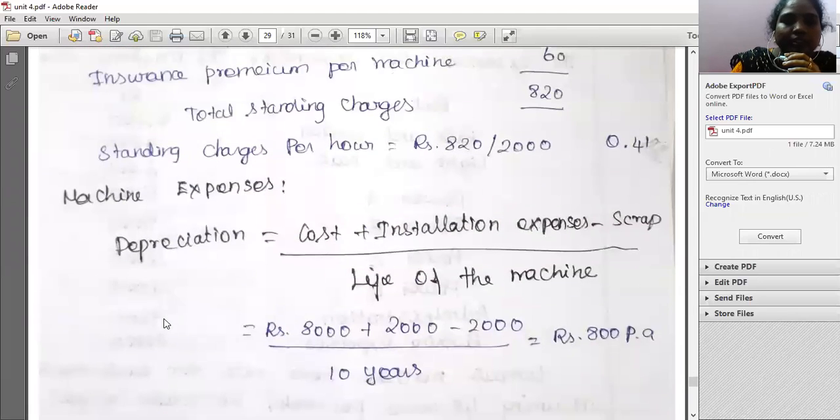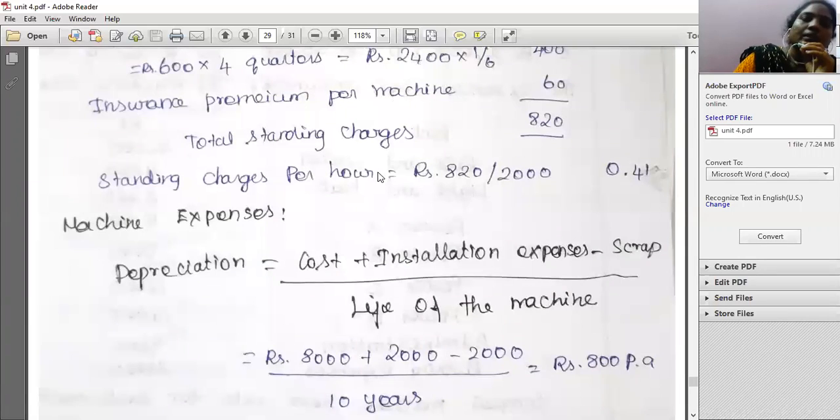And then next, the total value arrived is 820, and the total working hours per year is 2000, where the hourly rate arrived is 0.4, the standing charges per hour. Apart from that are the machine expenses, and then we have to calculate the machine expenses. What are the expenses related to machinery? They can be calculated separately.